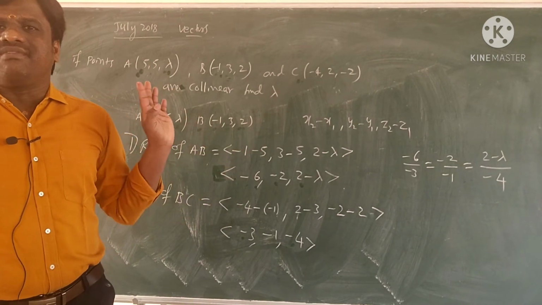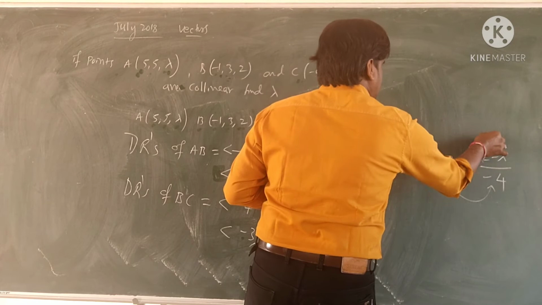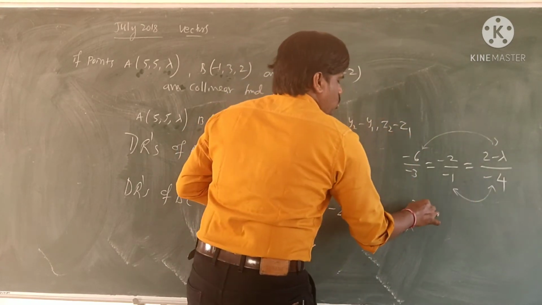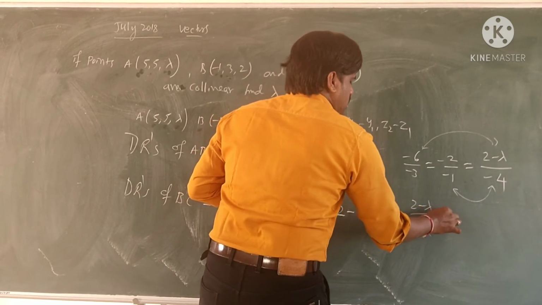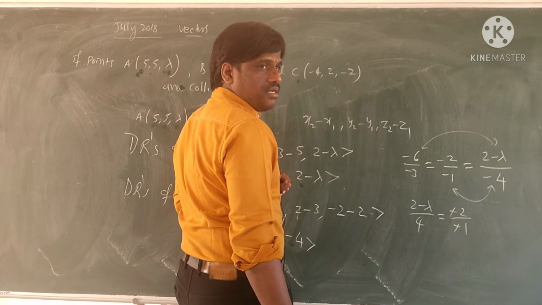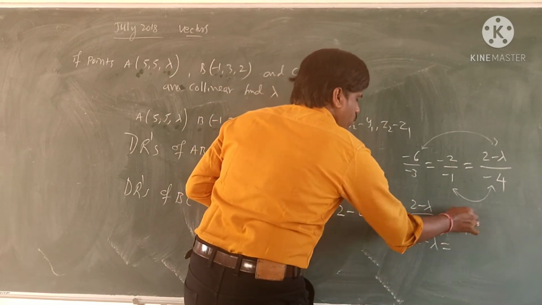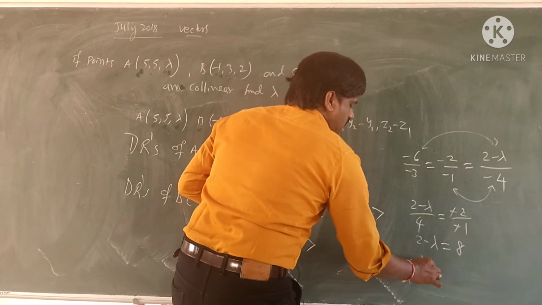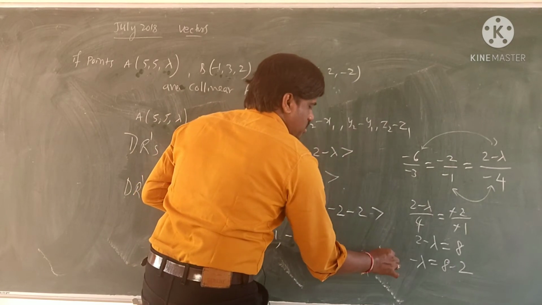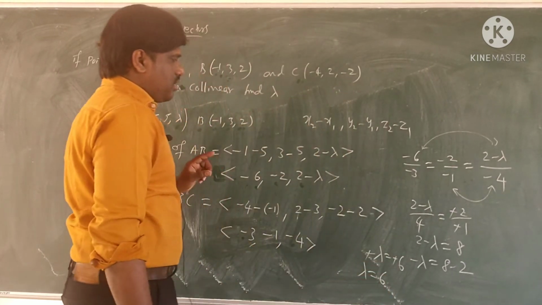Now equate any one of them. Either you want to get the lambda, you equate these both or these both, any one of them. So here if I equate this, 2 minus lambda by 4 is equal to minus 2 by minus 1, minus minus gets cancelled. Now what I get here? 1 into this 2 minus lambda is equal to 4 into 2, that is 8. So minus lambda is equal to 8 minus 2. Minus lambda is equal to minus 6. So lambda value is how much? 6.